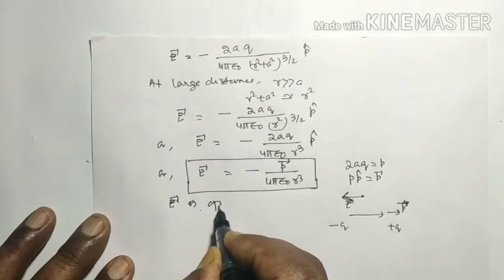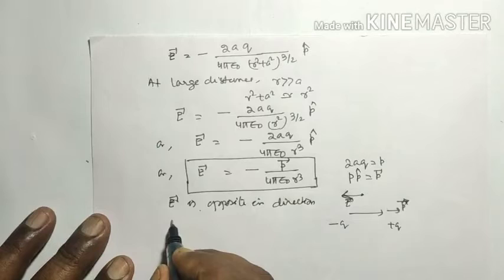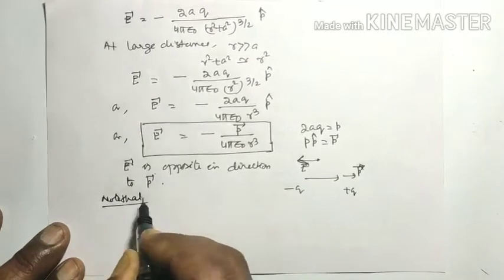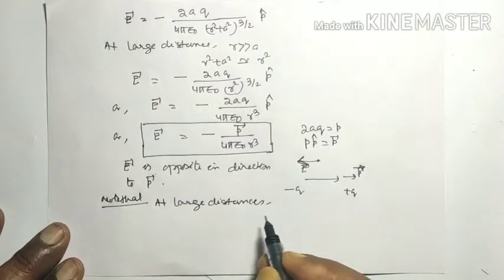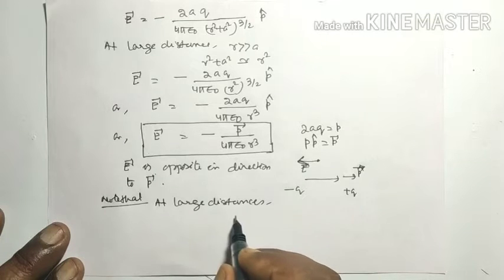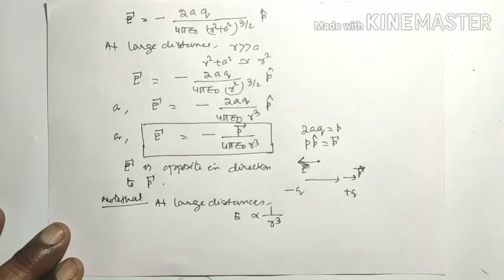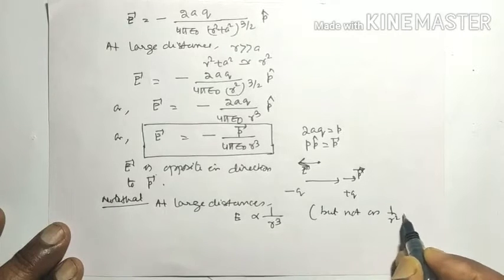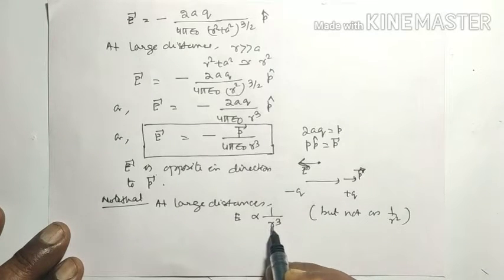E is opposite in direction to p vector. Here you note that at large distances, the dipole field falls off as inversely proportional to the cube of the distance, but not as 1 by r square. Electric field falls off as 1 by r square, that is for a single point charge, but for a dipole it is proportional to 1 by r cube.